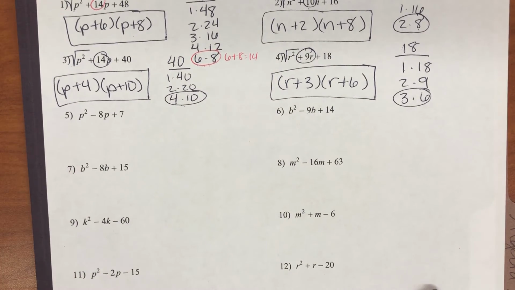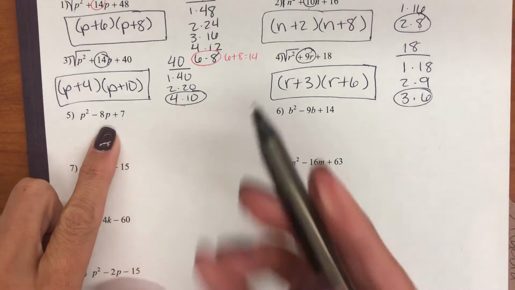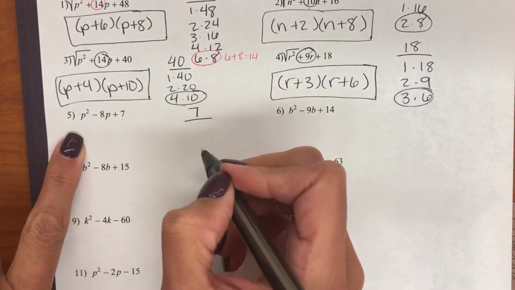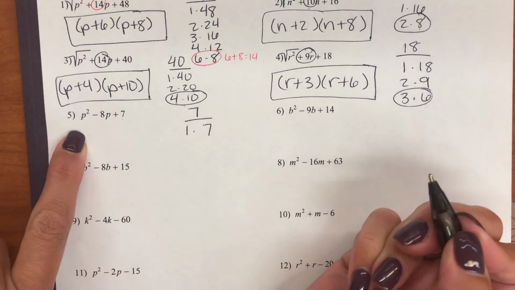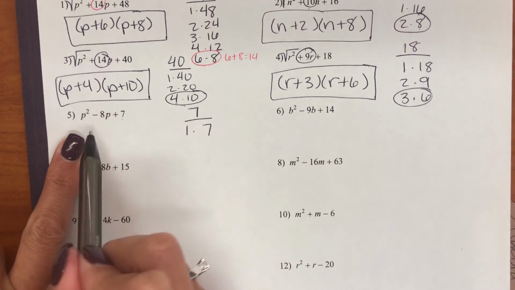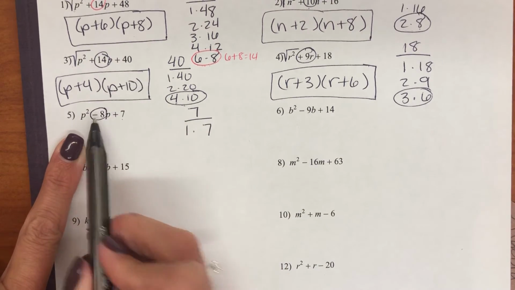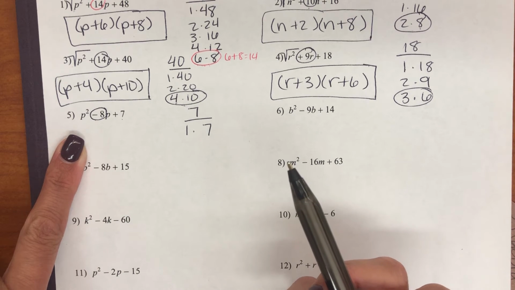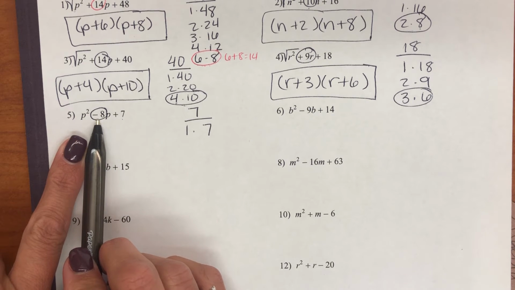So number 5, no GCF, so I'm going to take the 7, and I'm going to list all my factors of 7. It's just 1 times 7, that's it. Now, this is a little bit different because I have a negative 8 here. 1 plus 7 is positive 8, not negative 8. So how can I get that negative 8 here?